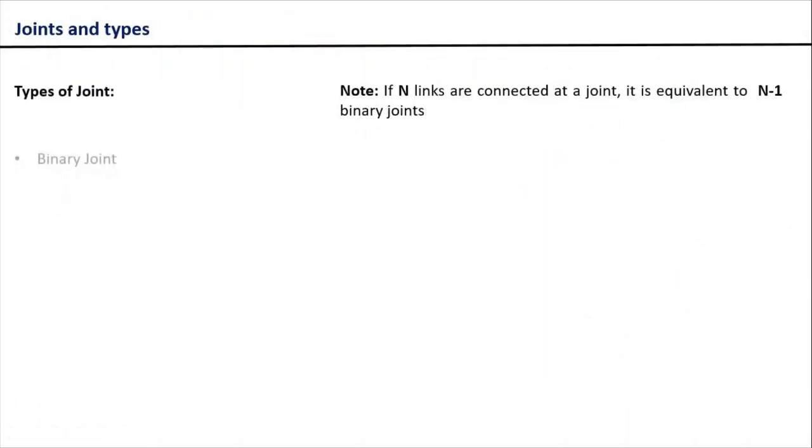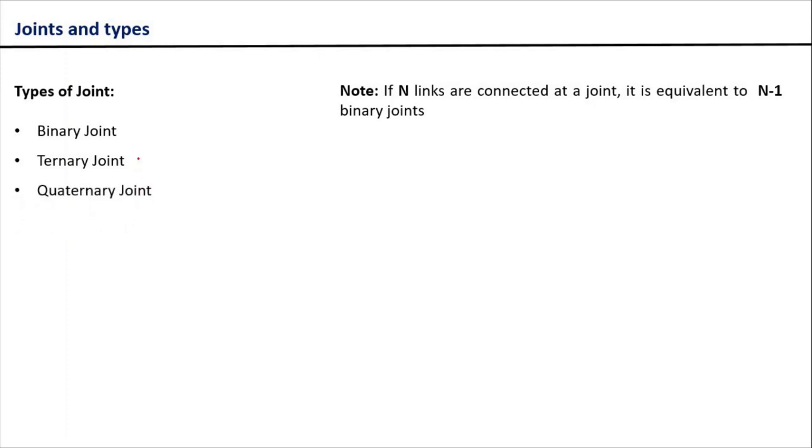Now let's talk about types of joint. Right now, we just saw the classification of a kinematic pair or a kinematic joint based on three different categories. Now we will simply see how many types of joint there are.